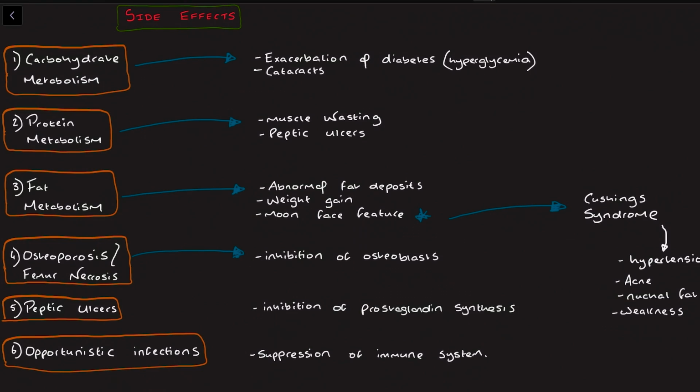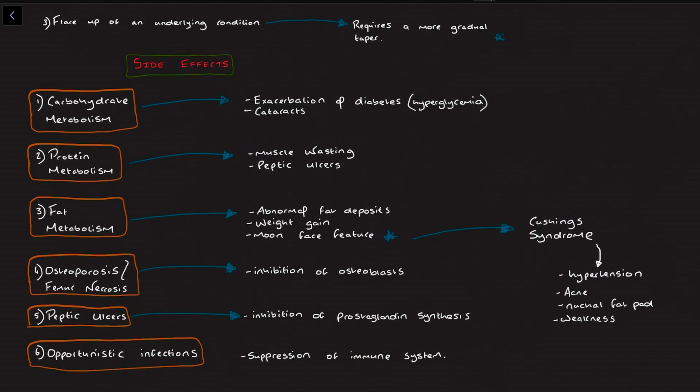Blocking the inflammatory pathway can itself bring along some side effects, such as formation of peptic ulcers. This is due to the decreased prostaglandin synthesis. Also, as we are suppressing the immune system, there would be a high chance for the patient to develop opportunistic infections.